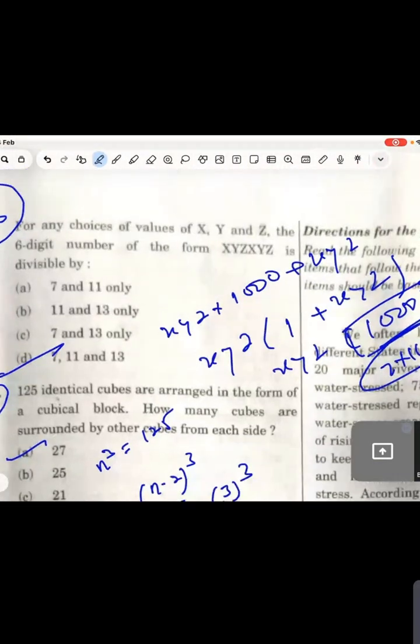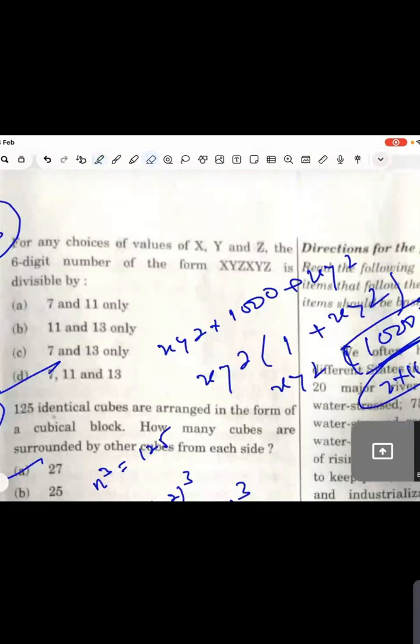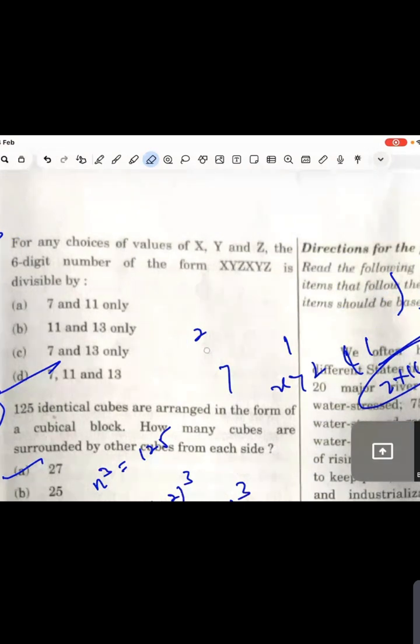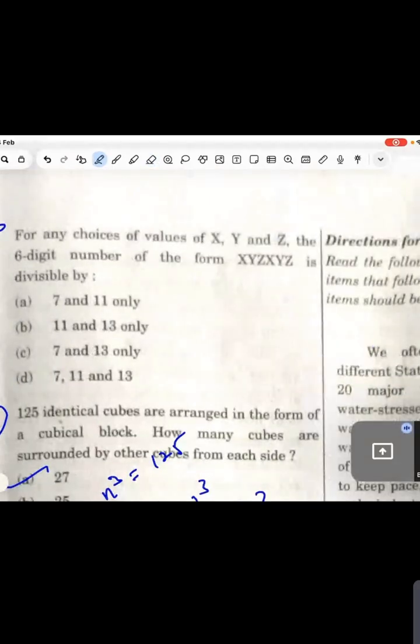Oh, Manish. Solve this question. Sorry, read this question. For any choices of value of XYZ, the six-digit number of the form XYZXYZ is divisible by... Guys, I told you, right? UPSC loves this number.